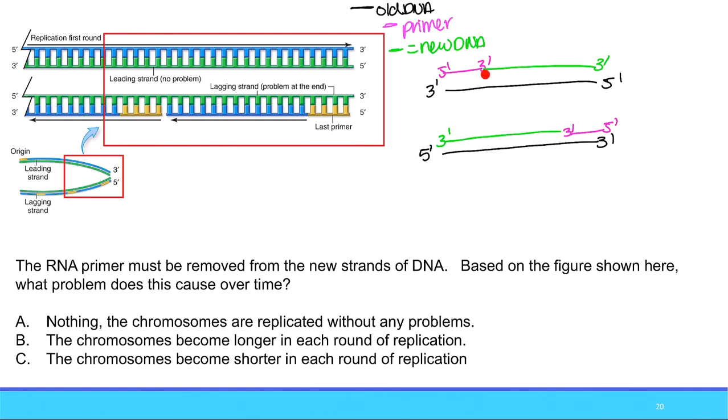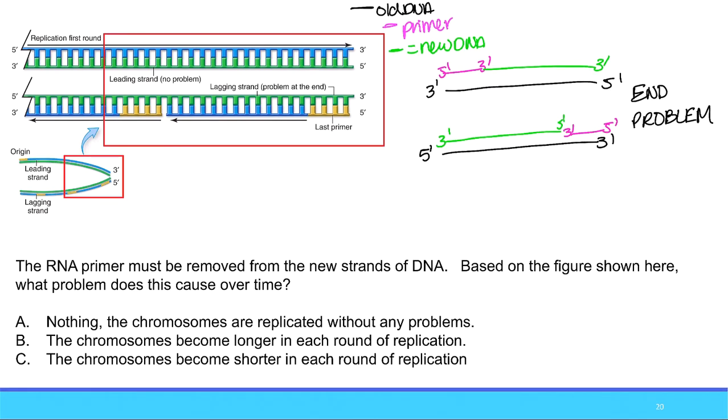Isn't this end right here a 5' end? Do we have a way to fill this with DNA? What about this one down here? If we remove this pink, well, this end of this green right here, this is a 5' end. Can we add on to a 5' end to backfill this? No, right? We call this the end problem.